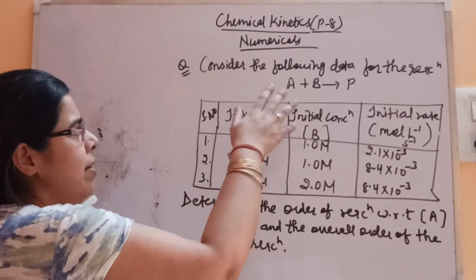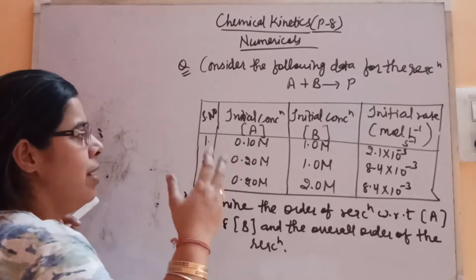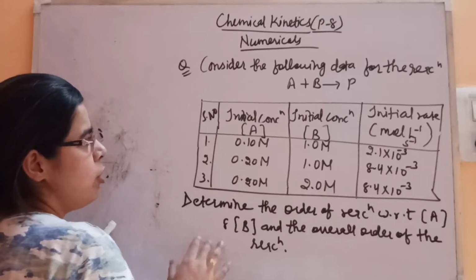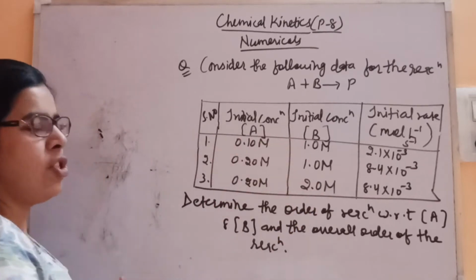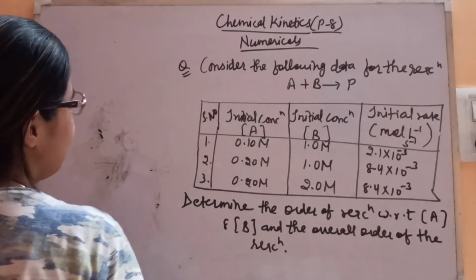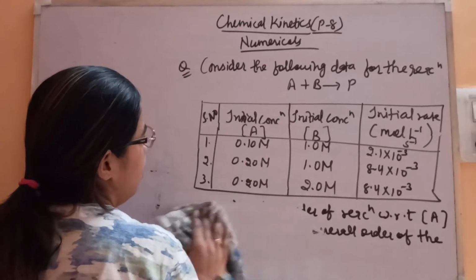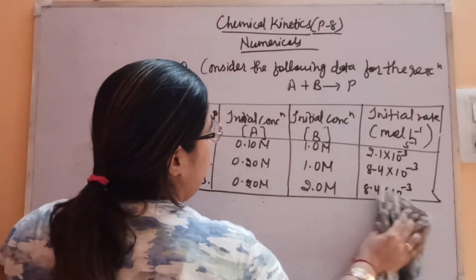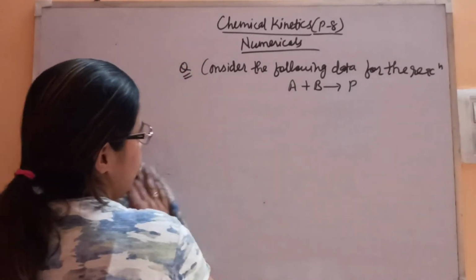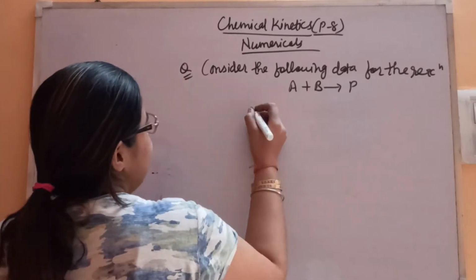The reactants can be more in number also, and the readings also can be more in number. So determine the order of the reaction with respect to A and B, and we have to calculate the overall order of the reaction. So this is about the question. Let's see how to solve this question. I need the space, so I am erasing it. This is the question. First step is writing the rate.